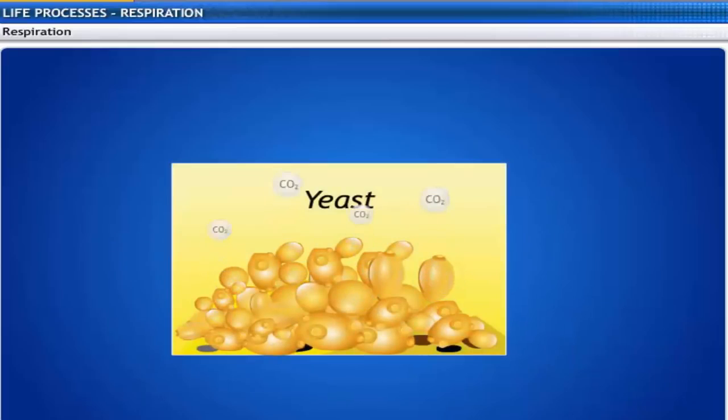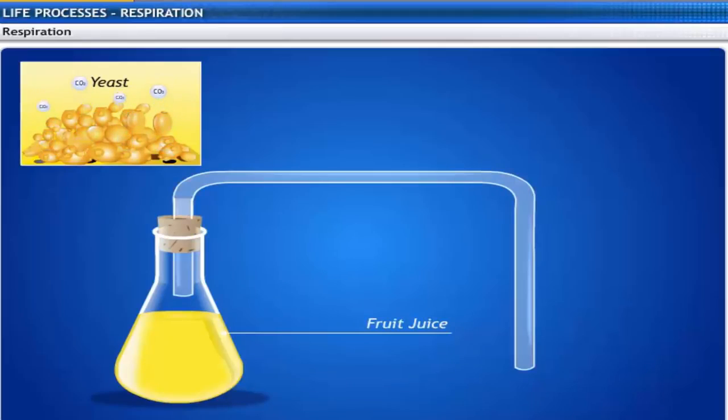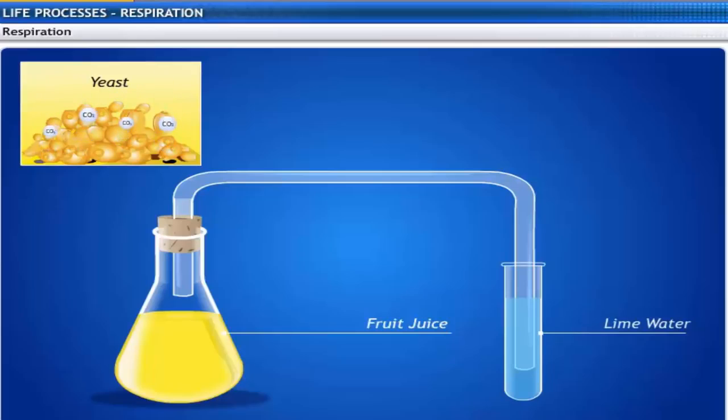Even microorganisms release carbon dioxide. Let's try out an activity to demonstrate this. Take some fruit juice in a flask and add some yeast to it. Fit the flask with a 1-holed cork. Fit the cork with a bent glass tube. Dip the free end of the glass tube into a test tube containing lime water. You will find that the lime water turns milky.